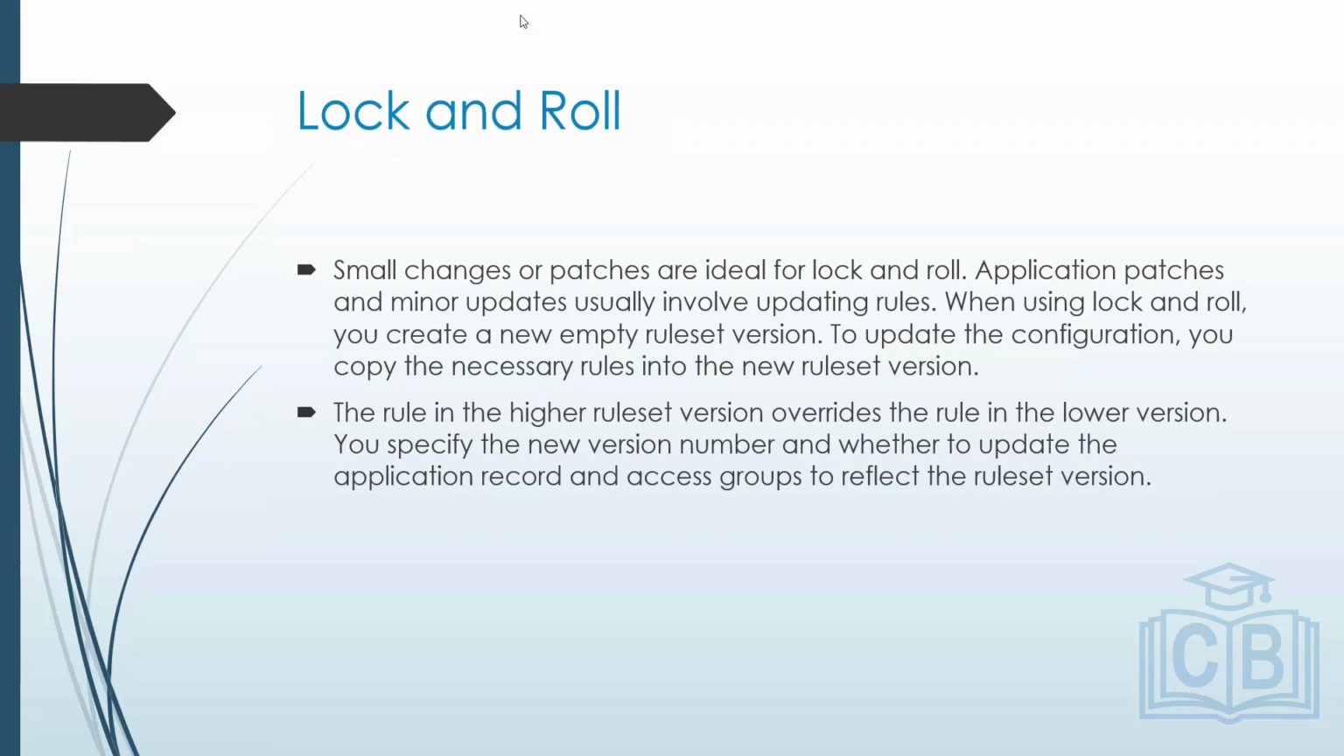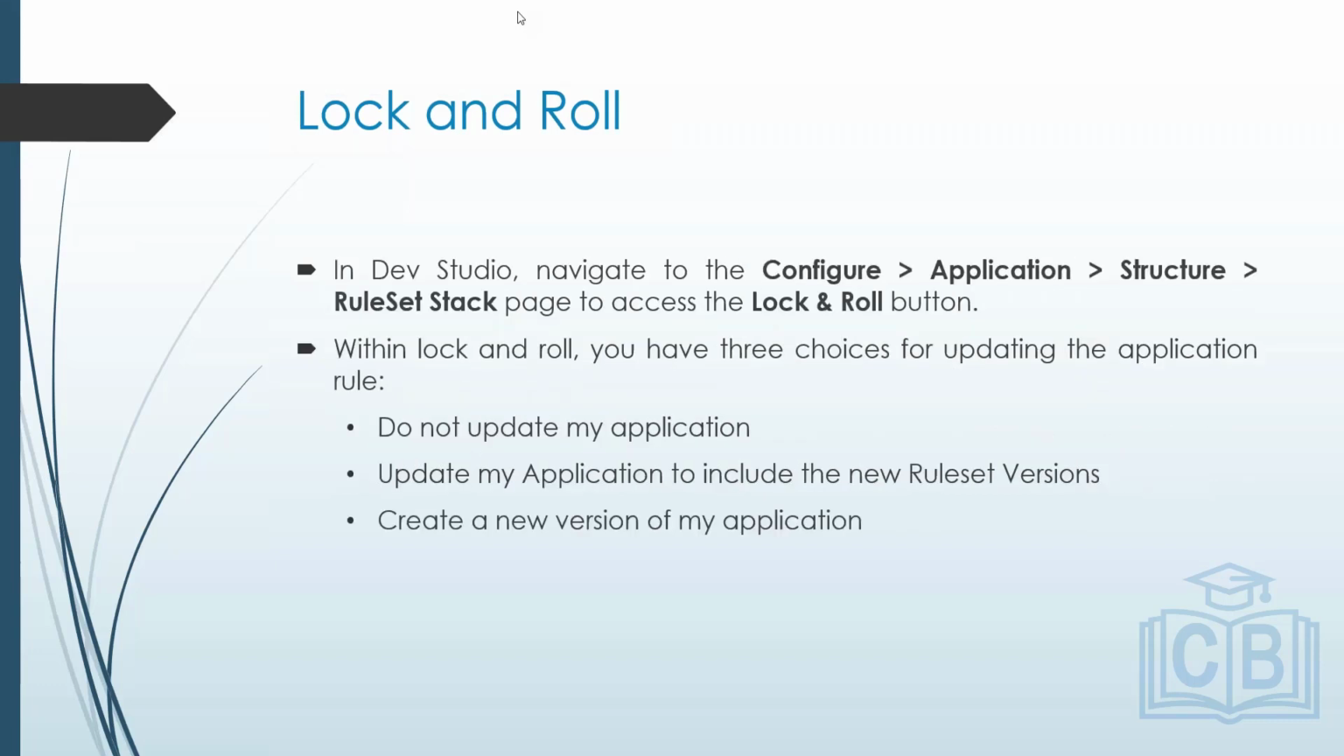Within this lock and roll, we have three different options. Do not update my application. Second one is update the application to include the new rule set version. The third one is create a new version of the application. So three things. What are those?